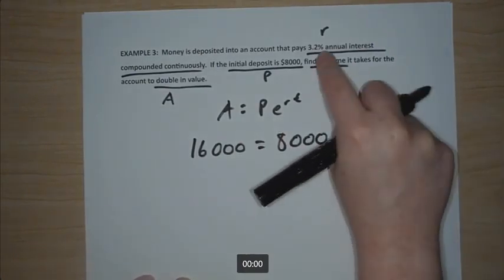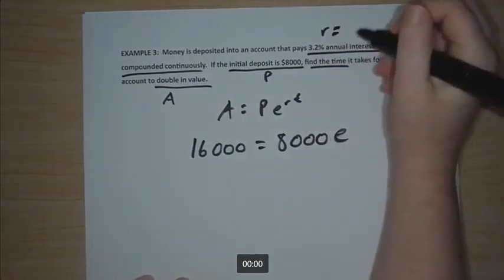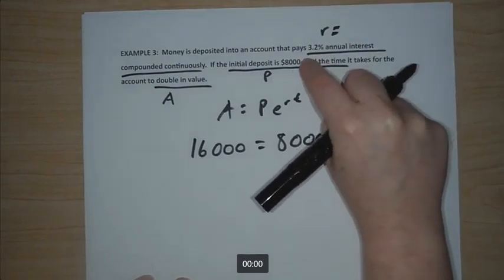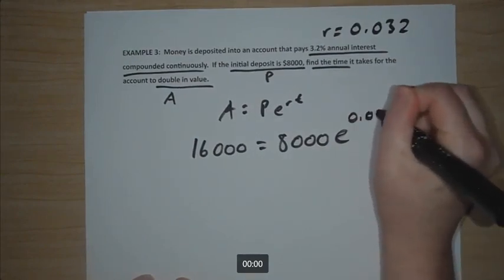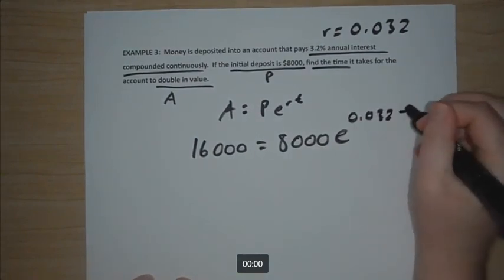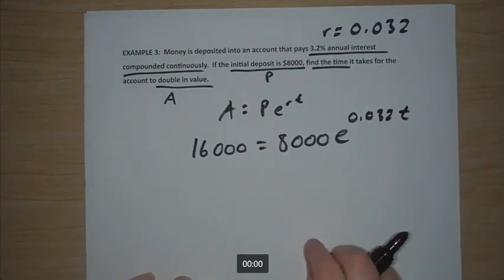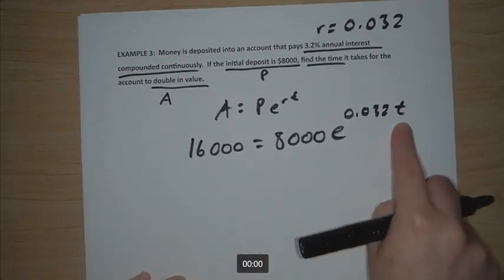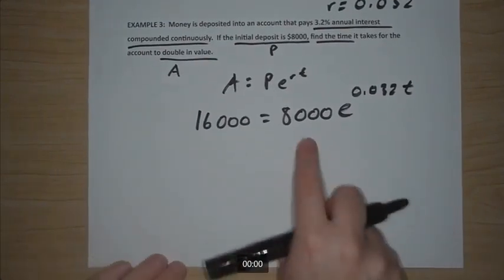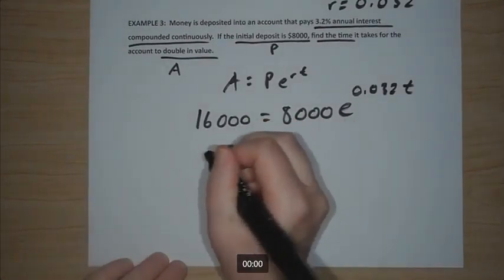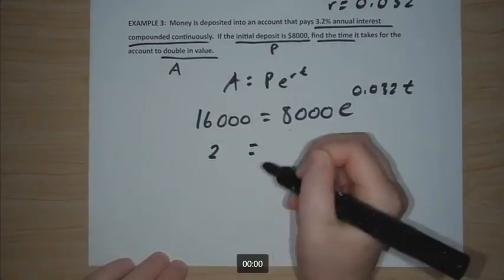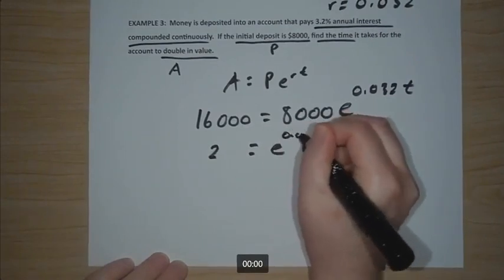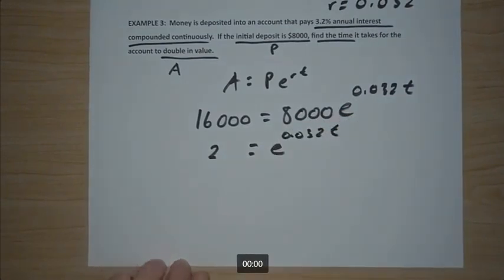times e. Our r is our annual interest rate, or 3.2%, but this has to be in decimal format, so we're going to move that decimal over twice, so it's going to be 0.032 times t, our time in years. So now we have this problem where we need to solve for t. So we're going to divide each side by 8,000. 16,000 divided by 8,000 is going to simply be 2. So we have 2 equals e to the 0.032 times t.